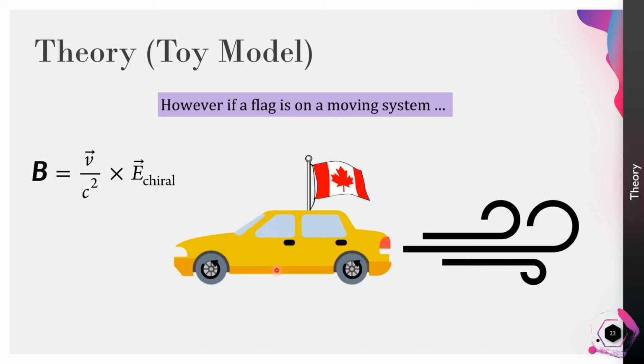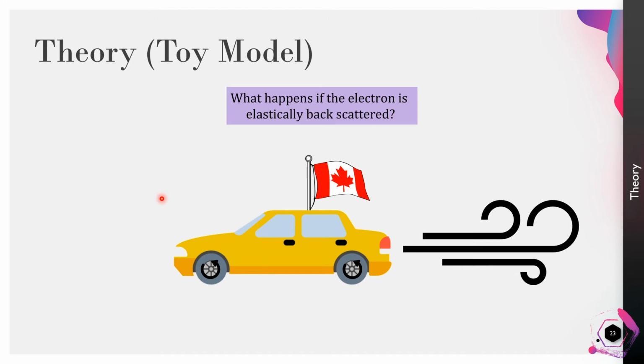However, if we were to put this electron in motion, as represented by the car which is moving from the right to the left, we can see that we create a wind which stabilizes one spin, the flag to the right, over the other, the flag to the left. And the wind in this case is our magnetic field that is created by the motion of the electron through the chiral molecule, through the electrostatic force E chiral. And this has an interesting side effect in that what would happen if an electron is elastically backscattered?